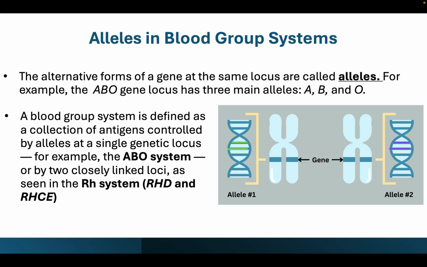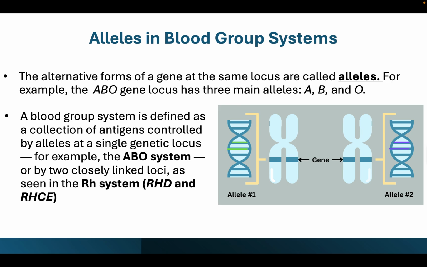A blood group system is defined as the collection of the antigens controlled by alleles at the single genetic locus. For example, the ABO system. So there are two options. Either I have only one gene that encodes the carrier, or I have multiple genes, they sit close to each other and they can encode the carrier.